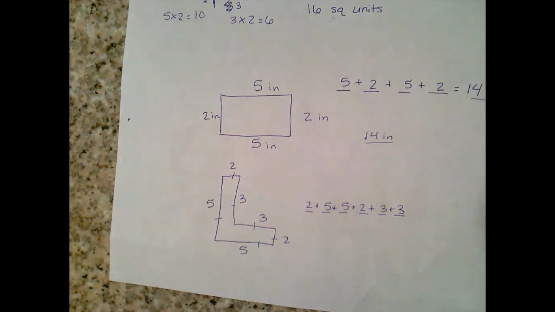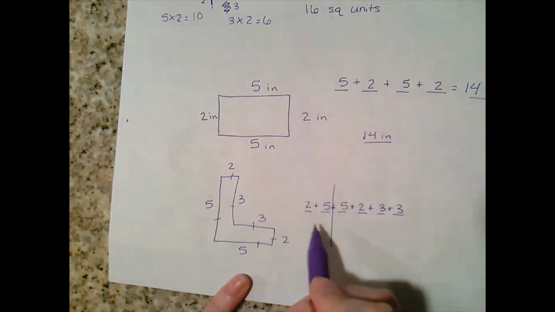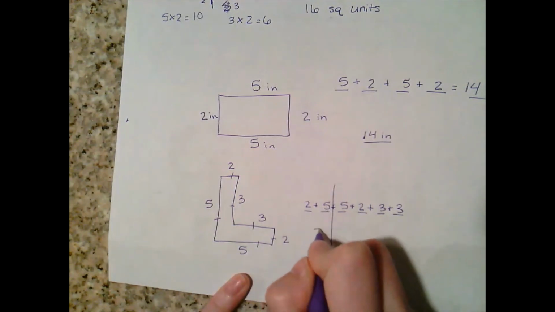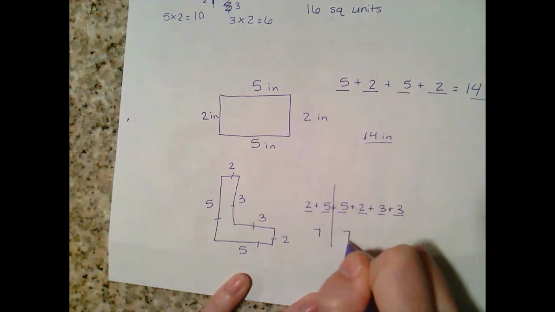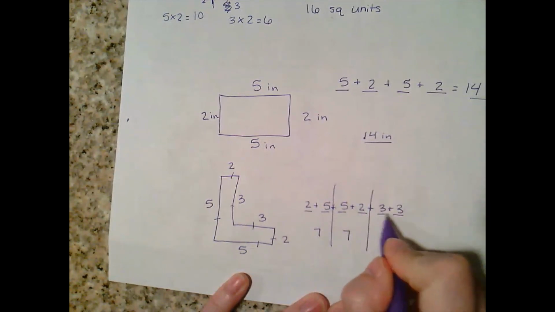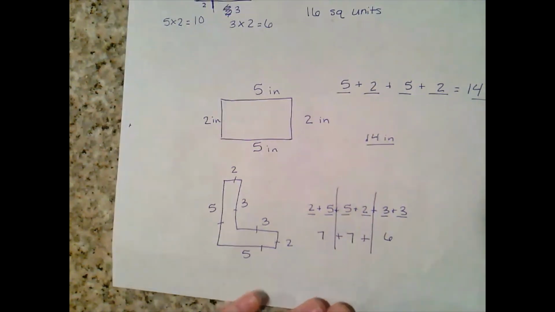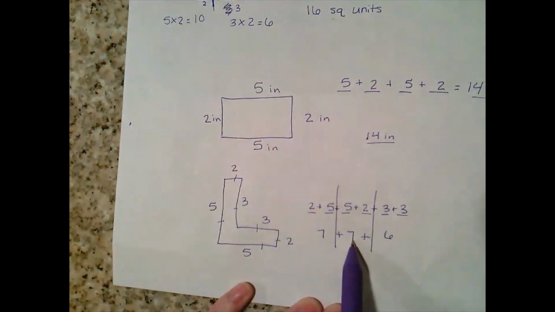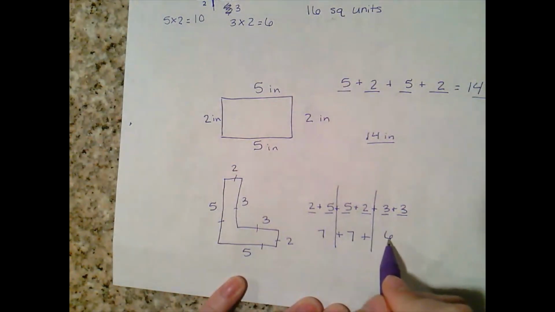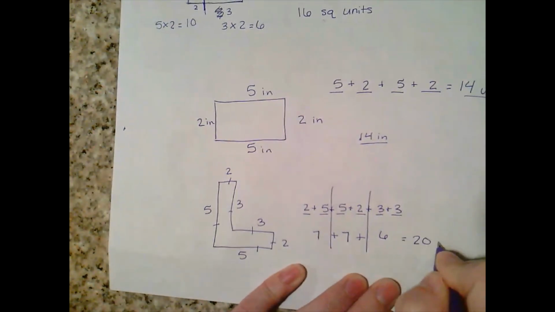All right, that is a lot to add up. So you can make it easier by kind of breaking it down. Like, I'm going to do this part first. 2 plus 5 is 7. Now let's add these ones. 5 plus 2, that's 7. Now 3 plus 3 is 6. Now we're going to add those together, so it's a little less to work with. 7 plus 7 is 14, plus 6 is 20. So my perimeter is 20 units again because I didn't draw a unit on.